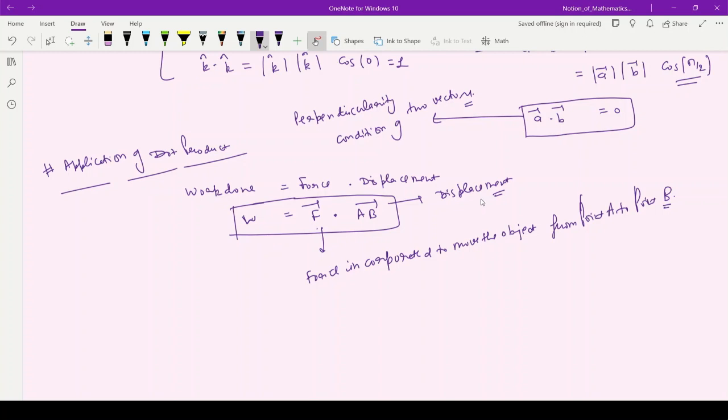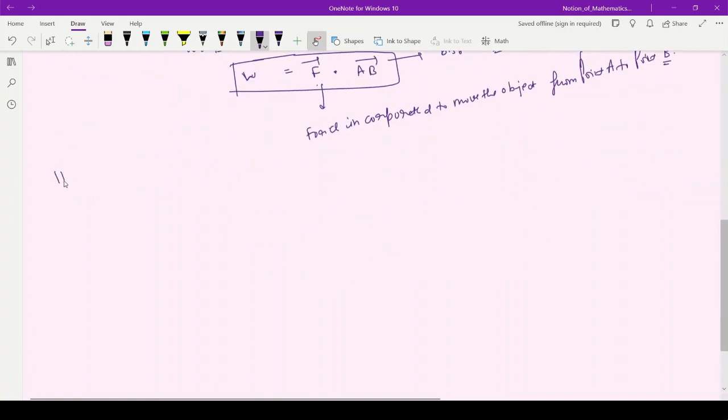Thereafter, one more thing I want to tell you. What do we mean by I cap, J cap and K cap? Here I cap, J cap and K cap are the mutually perpendicular unit vectors.